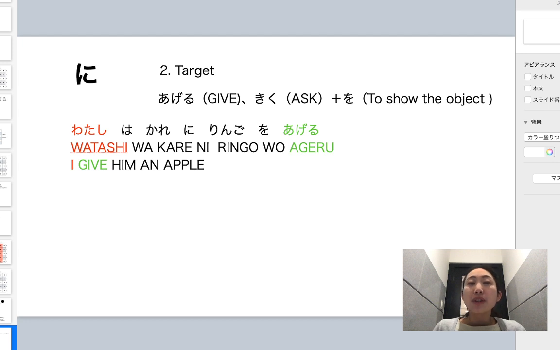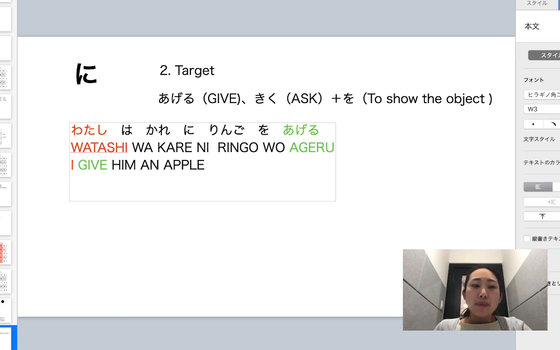And on the other hand, when you speak Japanese, you need to finish your sentence. Otherwise, the other person cannot understand what you want to say. Okay? So, I give him. Okay, this is the first object, right?